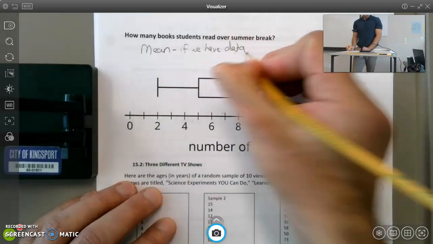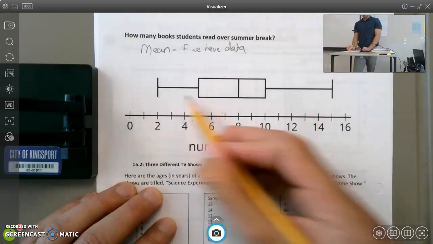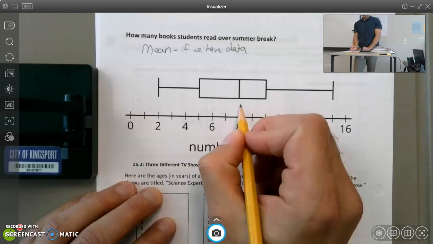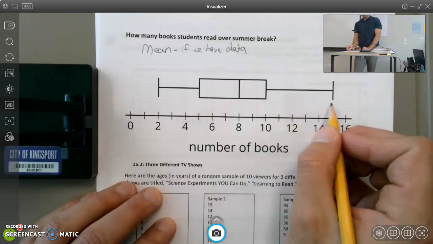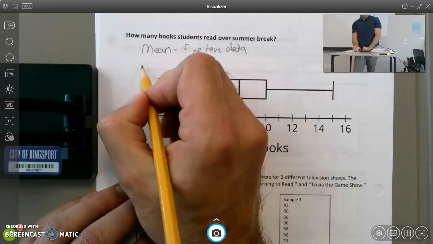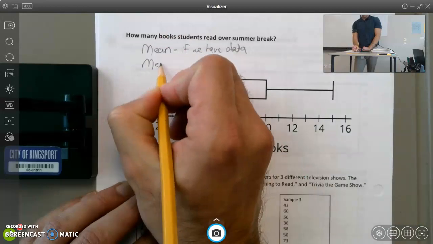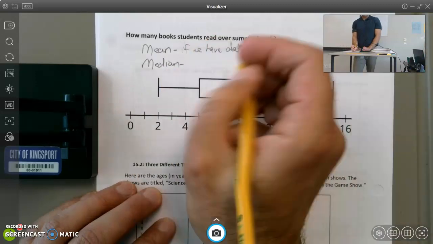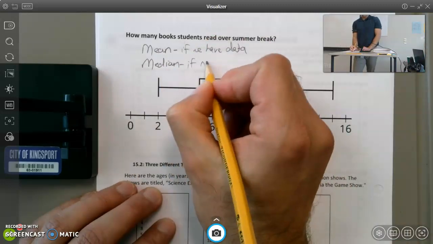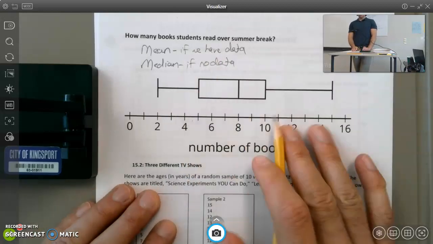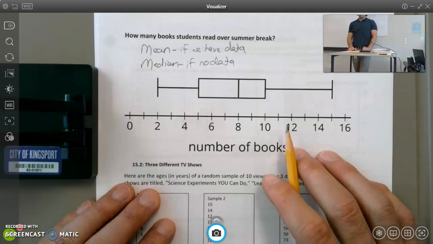Why would I use the mean? Because it's symmetrical, essentially. All of this is broken up into evenly distributed portions. If not, we would use the median, because we don't actually have the data, and finding the mean is impossible with the amount of information we are currently given.